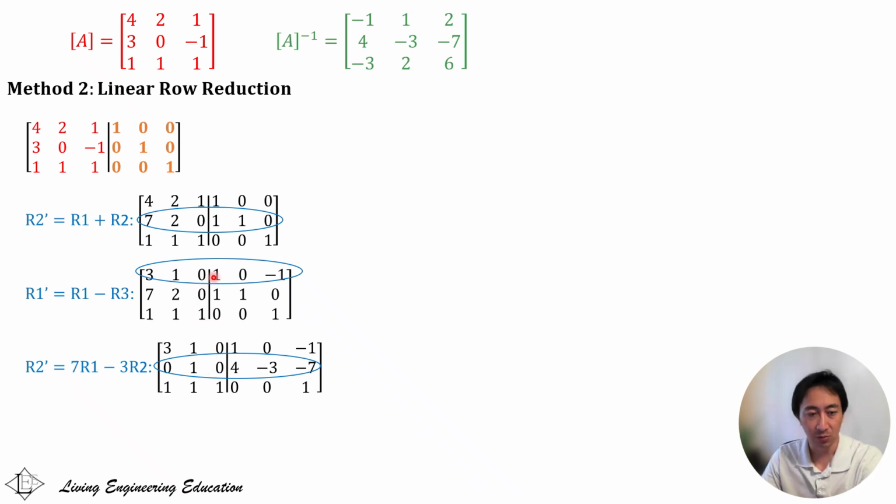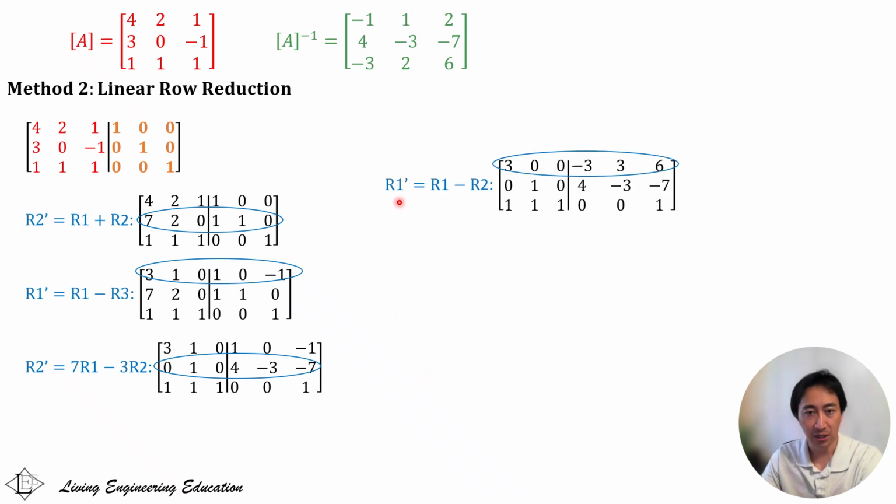Then 7 times 1 minus 3 times 1 gives me 4. 7 times 0 minus 3 times 1 is minus 3. 7 times -1, -7 minus 0, right? So -7. So I got 0, 0. So this second row is pretty much done. And we can see that it's actually pretty much done because this matches the inverse matrix already.